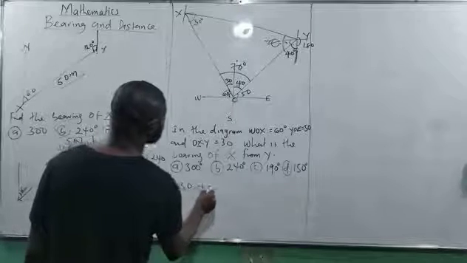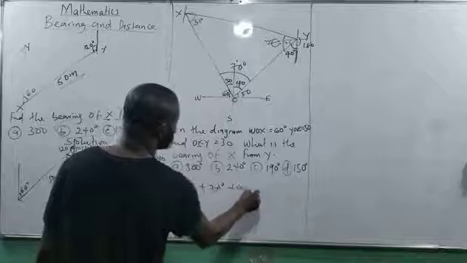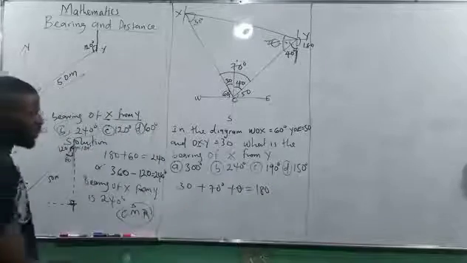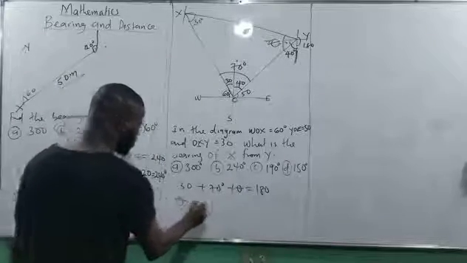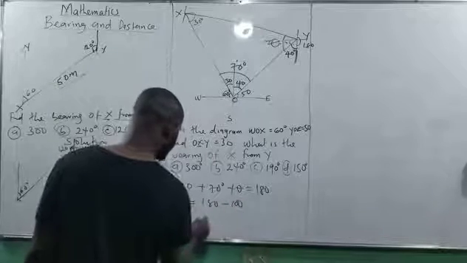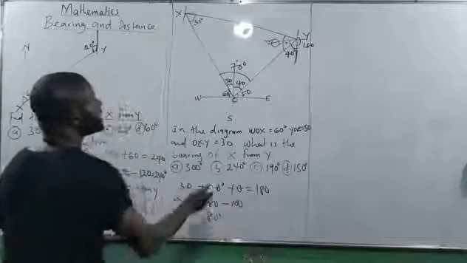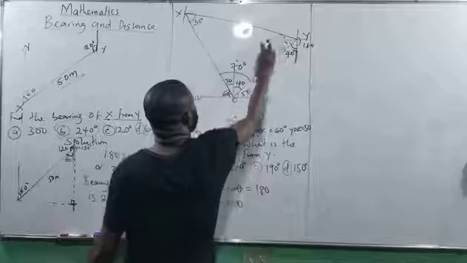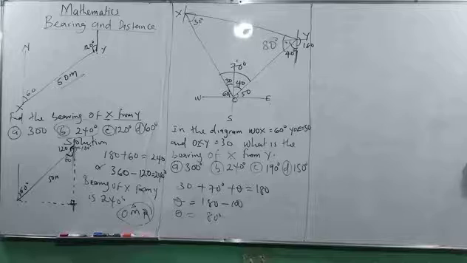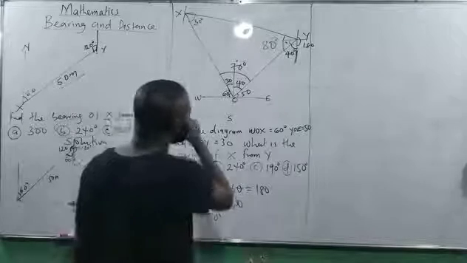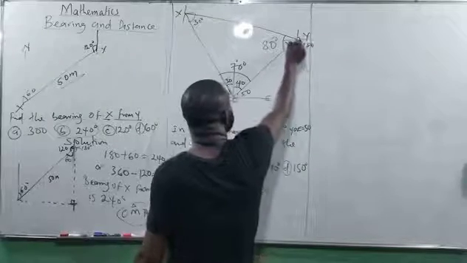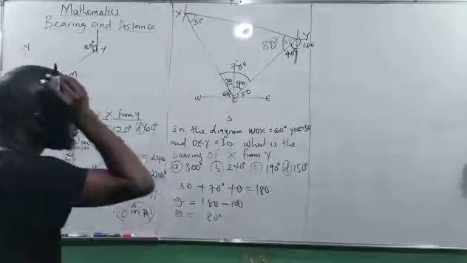Now I can answer that. 30 plus 70 plus theta equals 180, sum of angles in a triangle. It means my theta equals 180 minus 100. My theta equals 80 degrees. It means here is 80 degrees. Now, since I know that is 80, from here to here will be 180 plus 40, that will be 220.